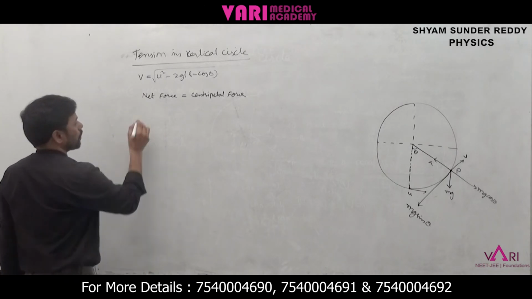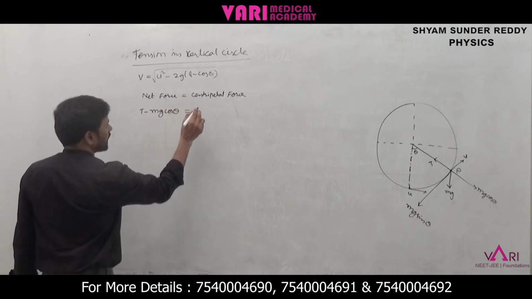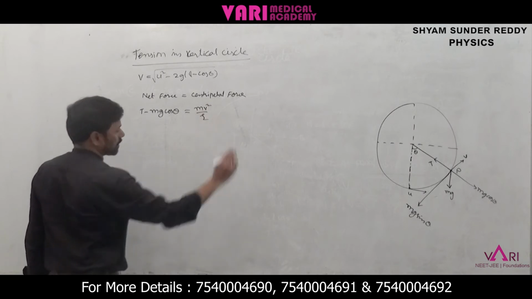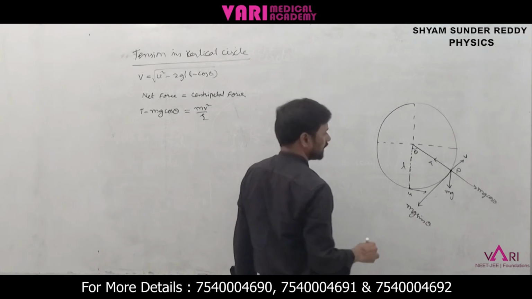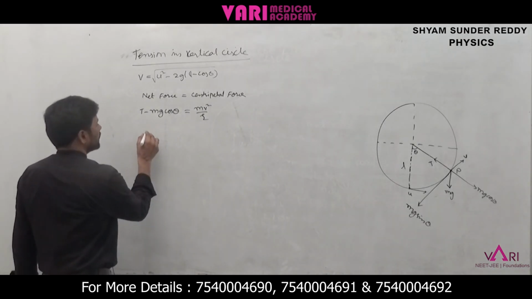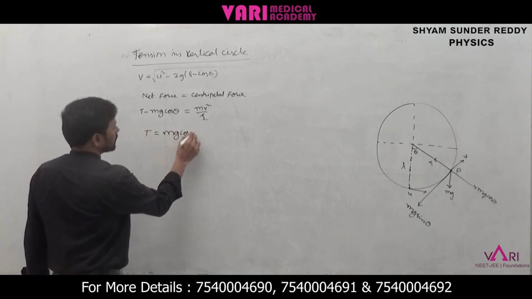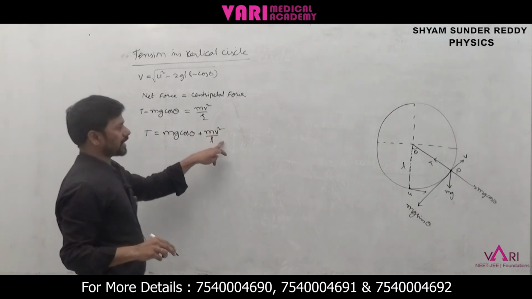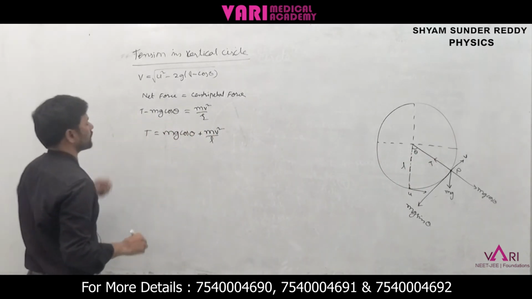So net force we have T minus mg cos theta. T minus mg cos theta is equal to mv square by r, where r is nothing but L, the length of the wire or length of the string. Take T is equal to mg cos theta plus mv square by L. We already know the V value, we just discussed it, so just substitute the V value in this equation.